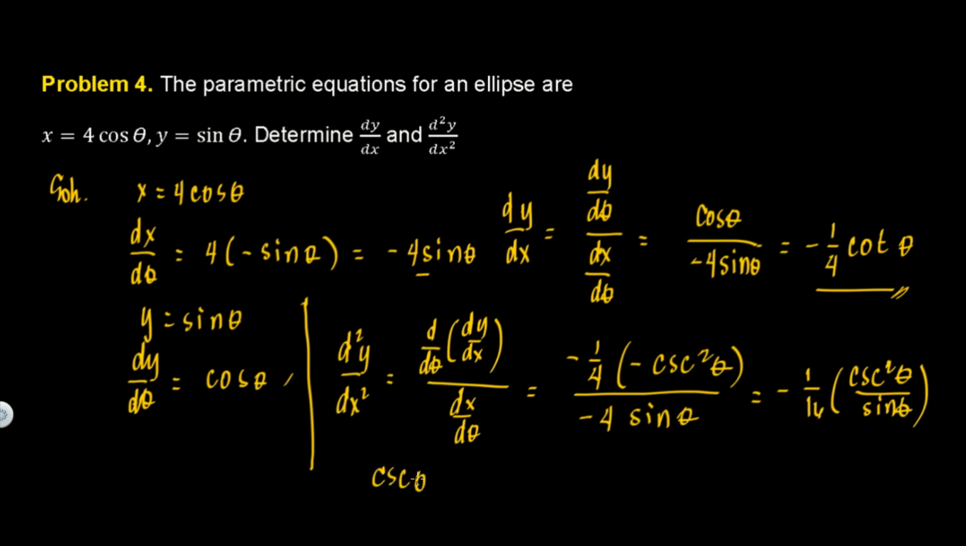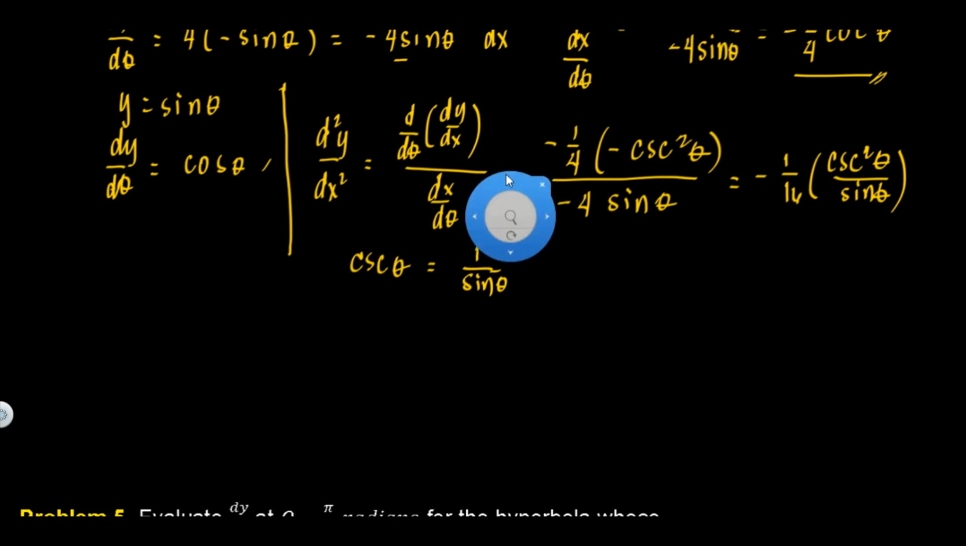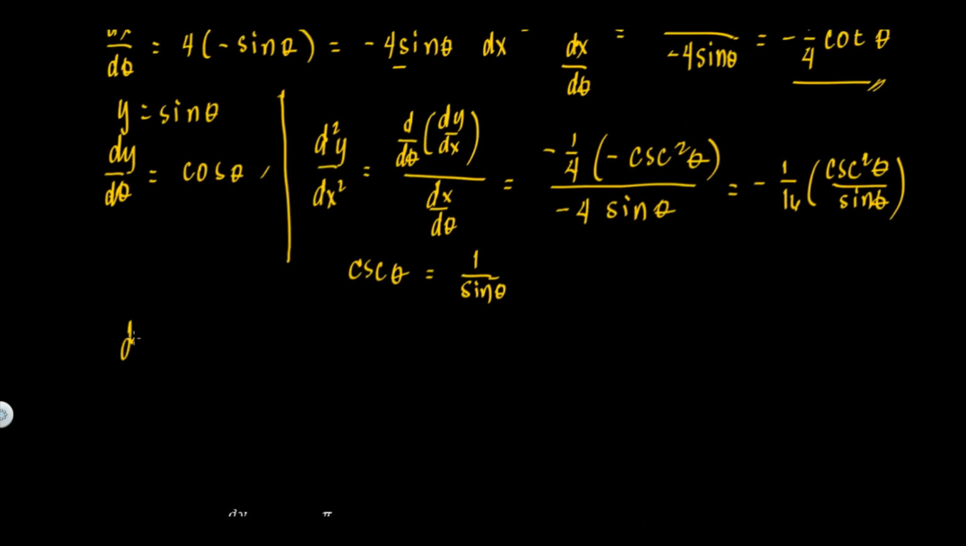Cosecant theta, recall lang, is equal to 1 over sine theta, di ba? Tama. Recall. So we have, ito na lang, the second derivative of y with respect to x is equal to negative 1 over 16 times 1 over sine square theta times sine theta.